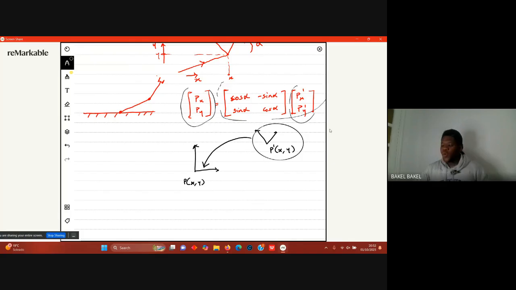But now we want to further simplify this thing. Now, we have what is called a matrix, and then we have what is called a transformation.